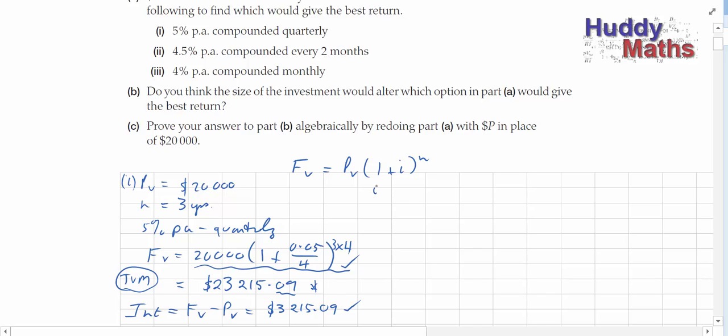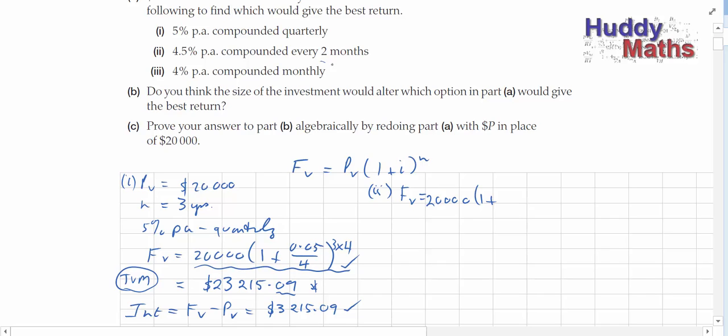Okay, in part 2, let's have a look at part 2. Very similar, because the principal is still the same, but now the interest is different, so the interest rate and the time are different. So it's 1 plus, now the interest rate here is 4.5%.